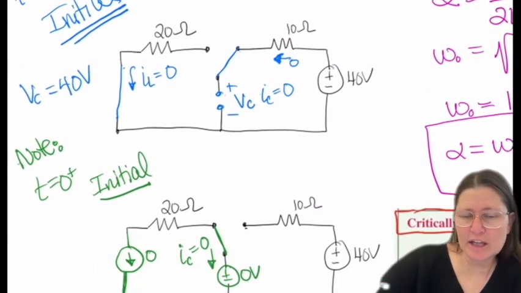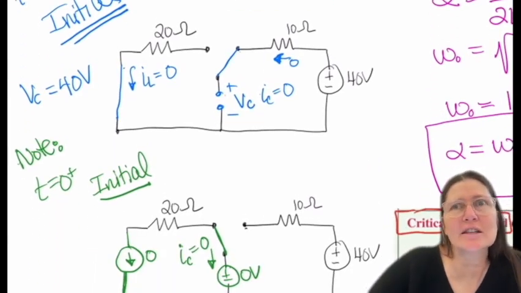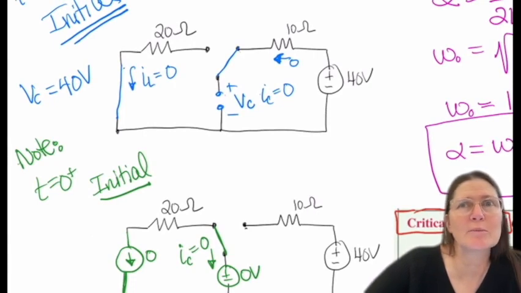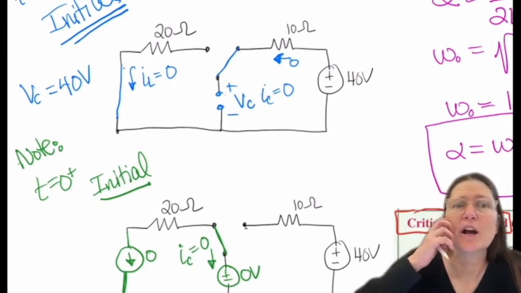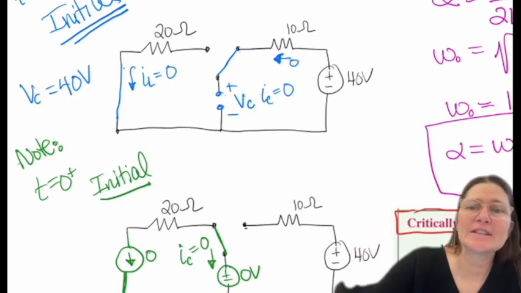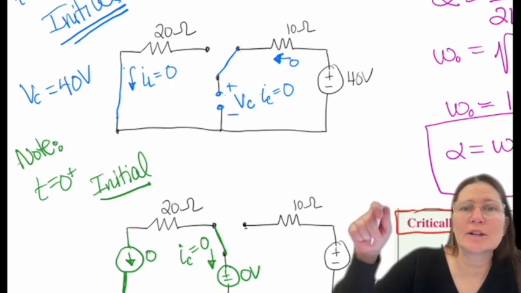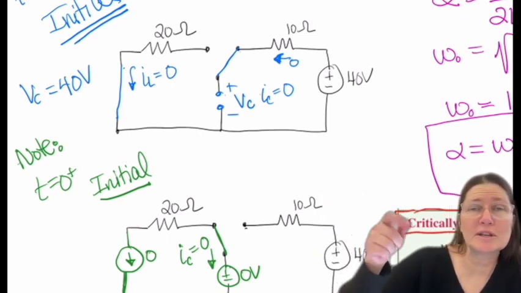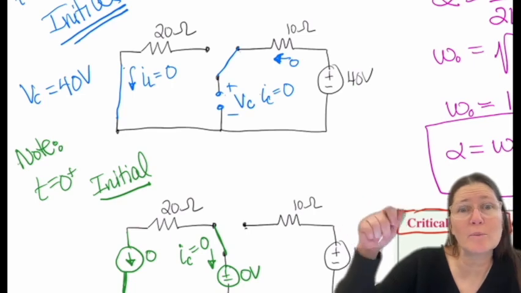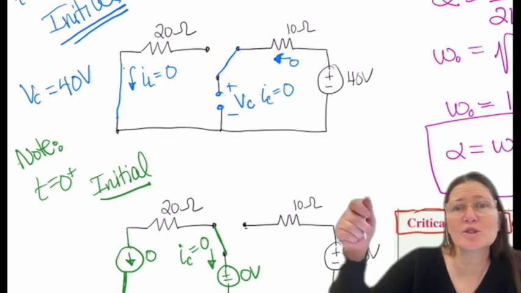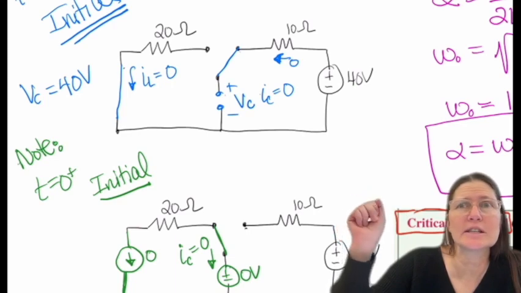Looking at and analyzing this circuit, I can see that IL is 0, so that would be my initial value for IL of 0. And VC is going to be the voltage, because there's no current flow through that because it's open and a floating wire. So it'll just be 40 volts for VC.